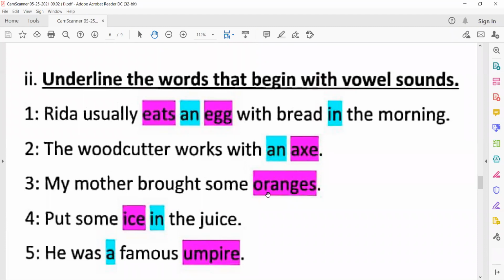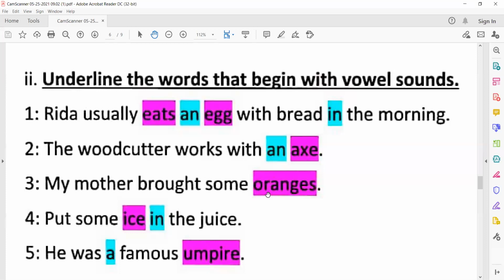Now tell me about the second sentence: are the highlighted words giving us vowel sounds or not? What do you say about the second one? Alyan, you say no. Why? Alyan, look here. The woodcutter works, with an A sound. X, again an A sound. Right? So A is a vowel sound. Why are you saying no? So this sentence is correct.